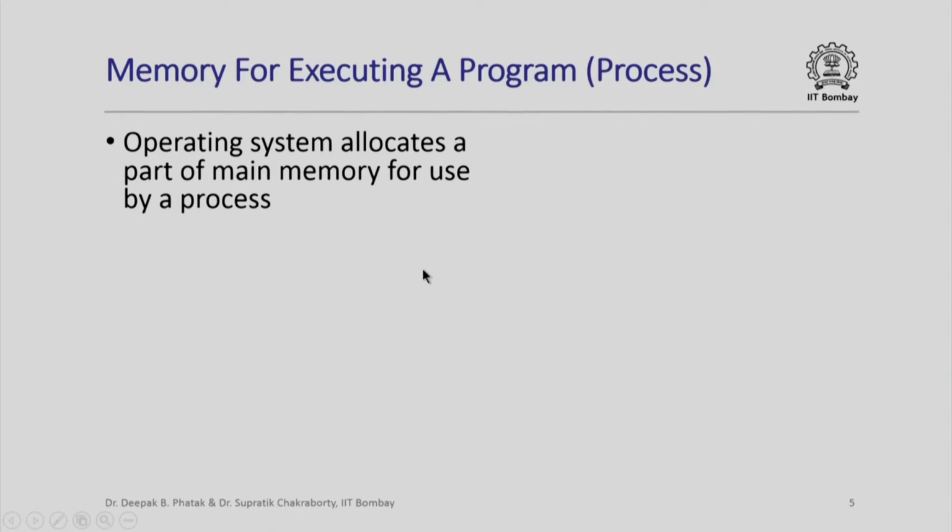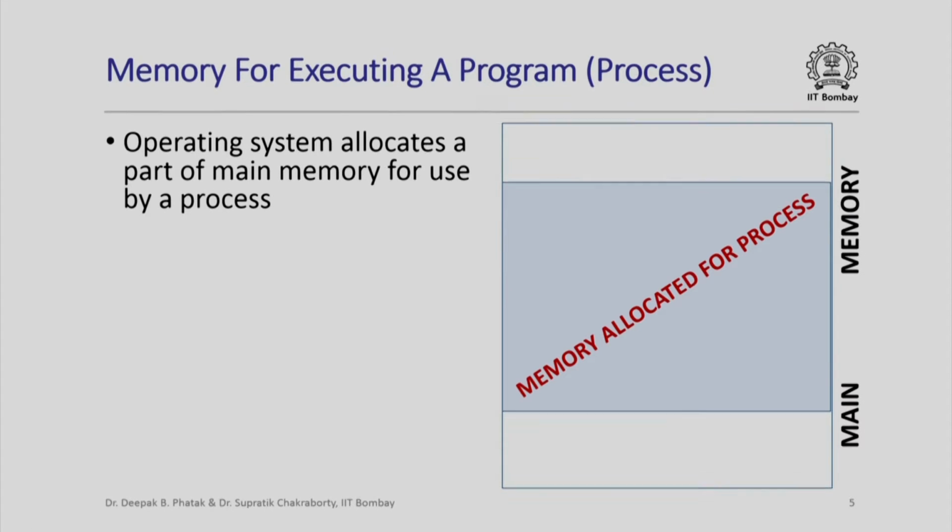Now if you recall, in an earlier lecture we said that when a program is executing, this is also called a process, an executing program is called a process, then the operating system allocates a part of main memory for use by the process. So if this is the main memory, the operating system may allocate this part for use by the process.